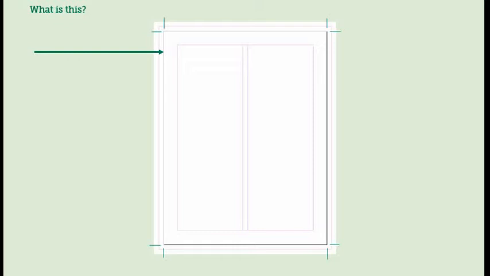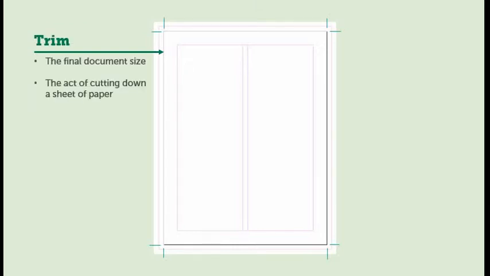So the first thing is this black rectangle. What is the black rectangle denoting? It's denoting the trim or the final document size. So if I set my page up to 8.5 by 11, that black rectangle is showing me 8.5 wide by 11 inches tall. The term trim is also used to describe the act of cutting down a sheet of paper. So if you are going to trim something out, instead of saying cut something out, we say trim. Okay, so trim is the final document size.